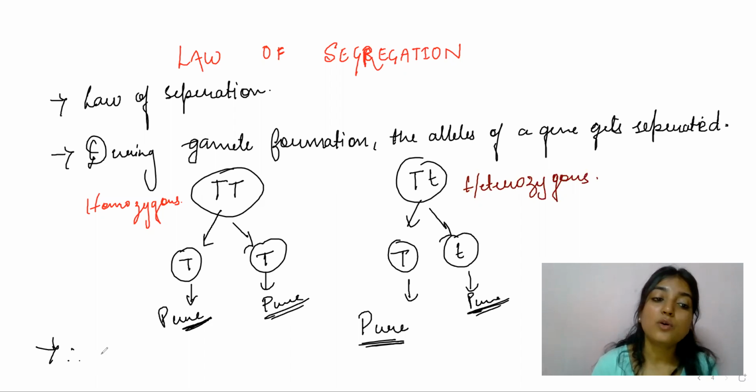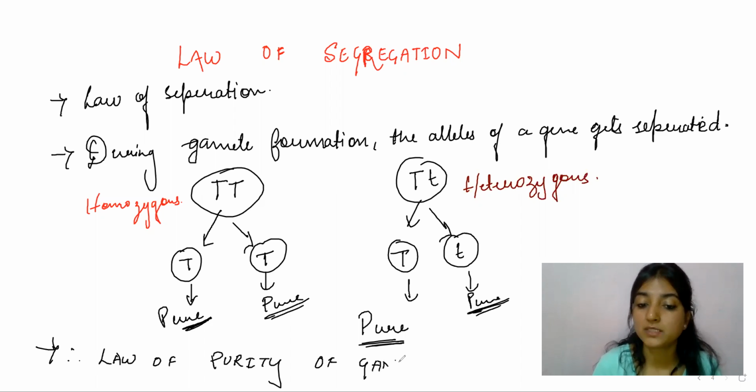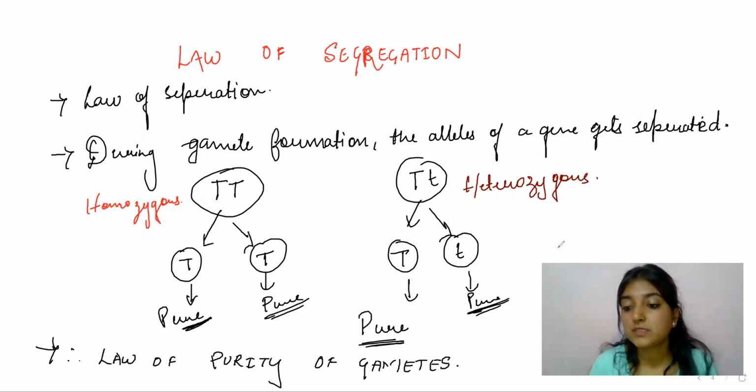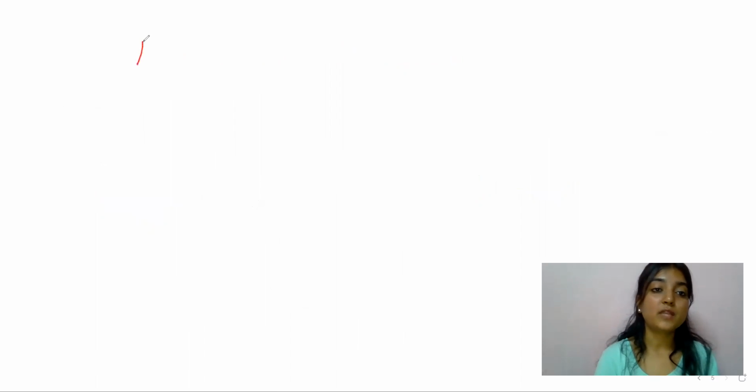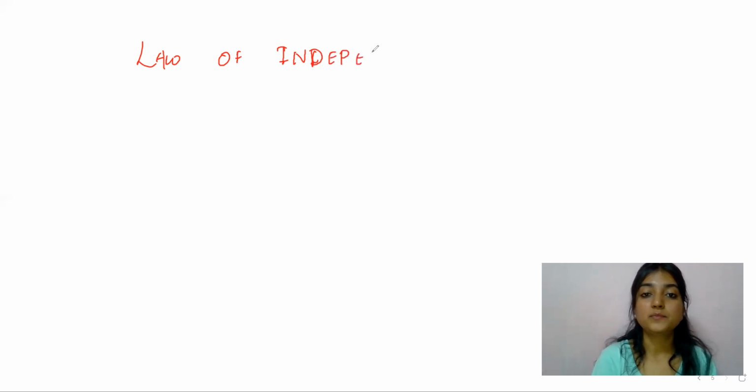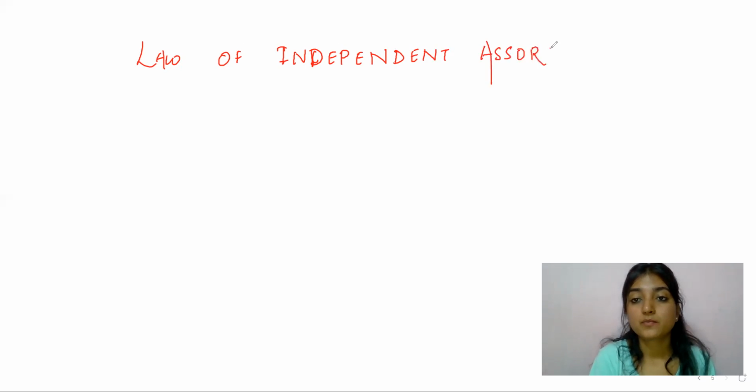Therefore, this law is also known as the law of purity of gametes. Fine. Now we will study the third law by Mendel, that is the law of independent assortment.